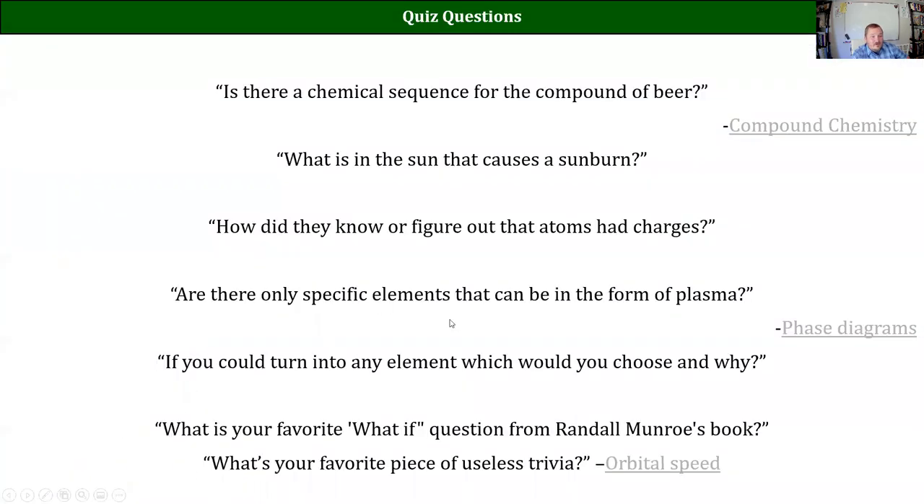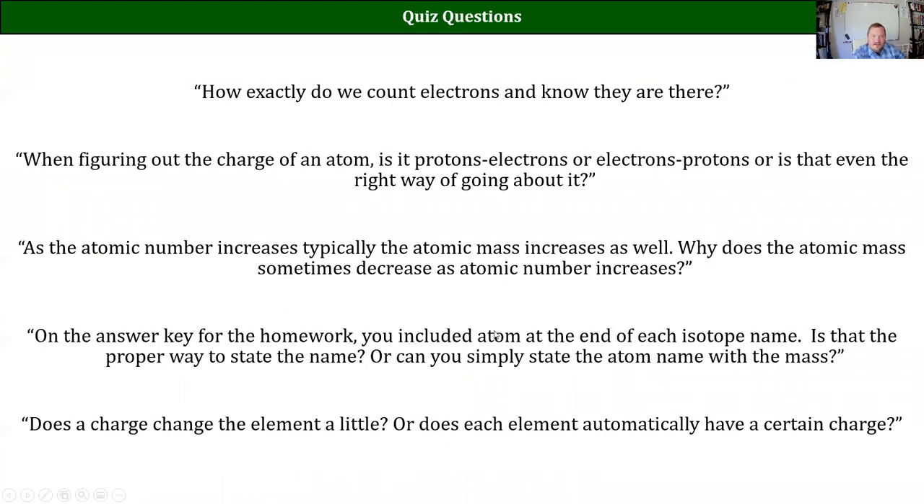So we will go ahead and get to more useful trivia now. A lot of you folks were fairly concerned about whether or not you were counting electrons properly, which I get. That's totally normal. We're going to spend a lot of time on electrons specifically today, and you should feel much better by the end of today. But the specific answer to some of these questions, such as how exactly do we count electrons, and is it protons minus electrons to figure out the charge?